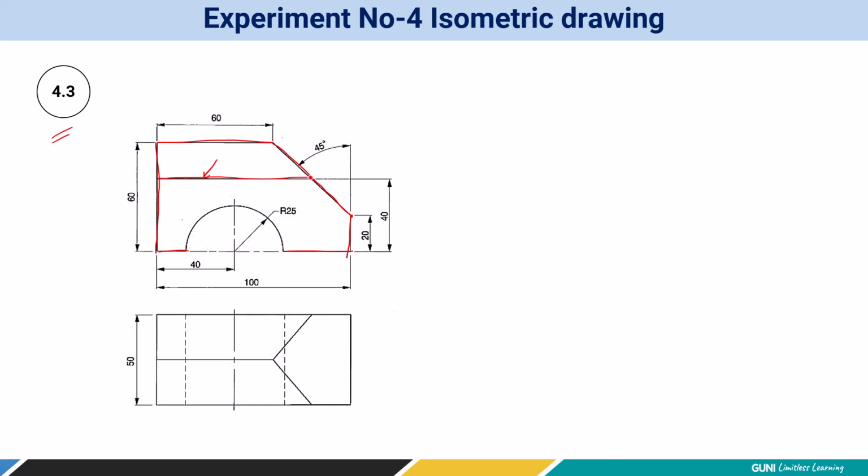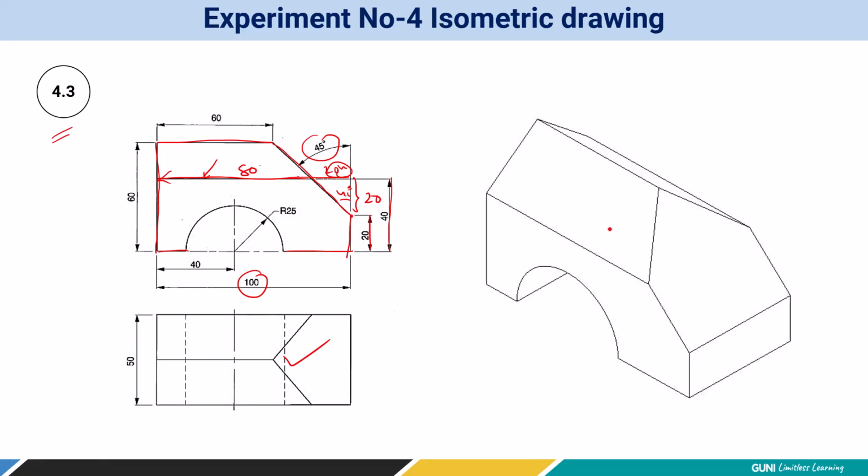To find the length of this line, let's talk about trigonometry. Here it is 45 degrees. The vertical height is 40 and this is 20. So this is 20. Because this is 45 degrees, this is going to be also 20 millimeter. So out of 100, 20 is deducted, then the length of this line will be 80 millimeter. So indirectly by calculating this, we are able to solve this problem in isometric.